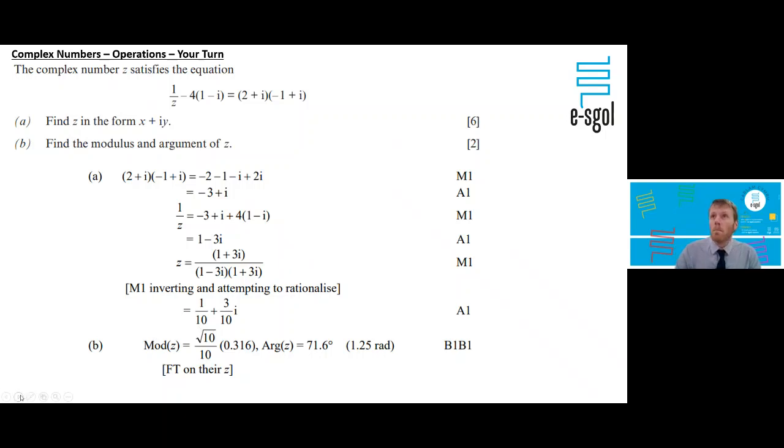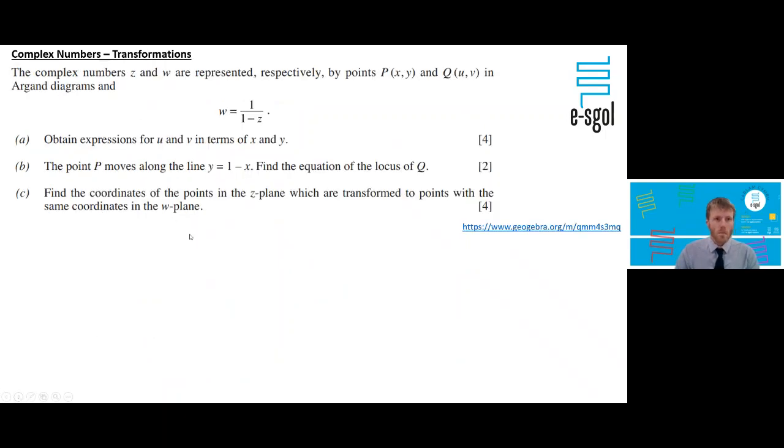Now, moving on to a question involving a transformation. These ones are trickier. They're probably more towards the end of the paper because they're a little bit trickier. So the complex numbers z and w are represented by these points.